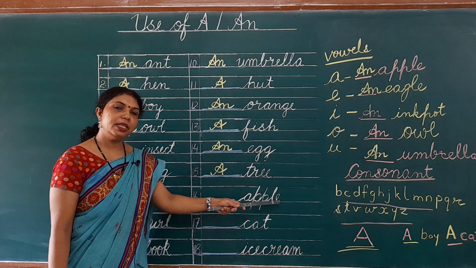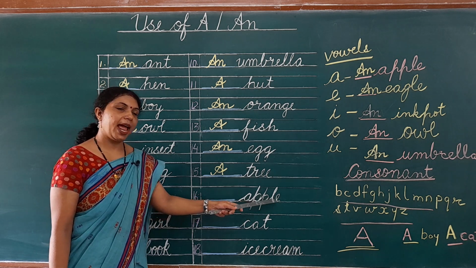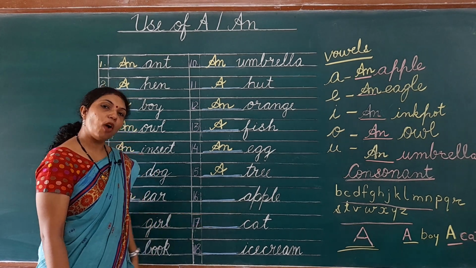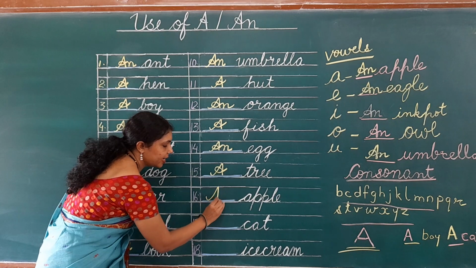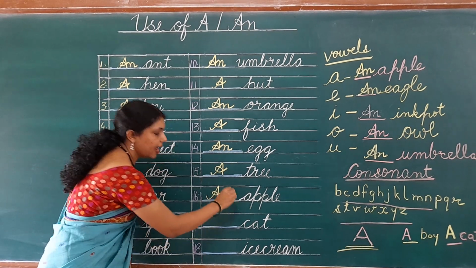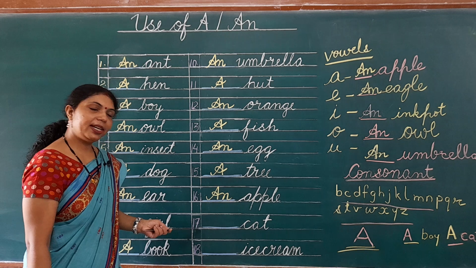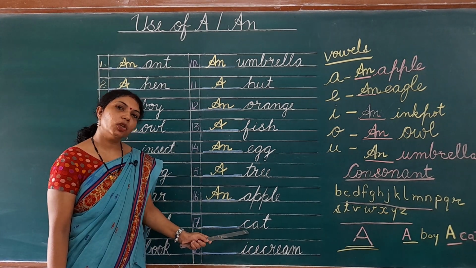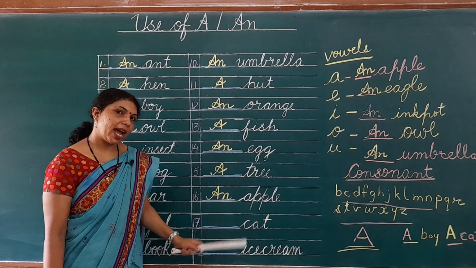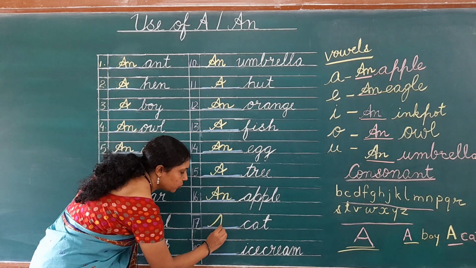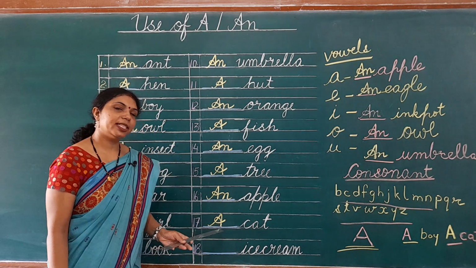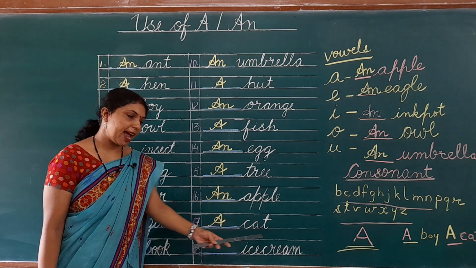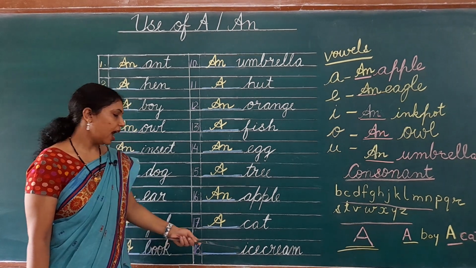Number 16. A-P-P-L-E, apple. First letter A and it is a vowel and we have to write an. Number 17. C-A-T, cat. C is a consonant and we have to write A. A cat.